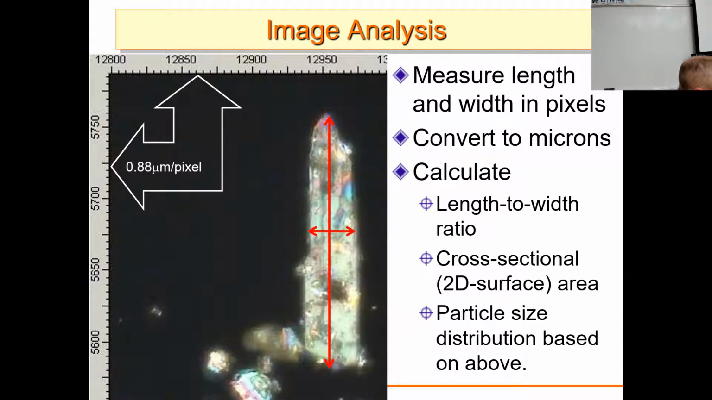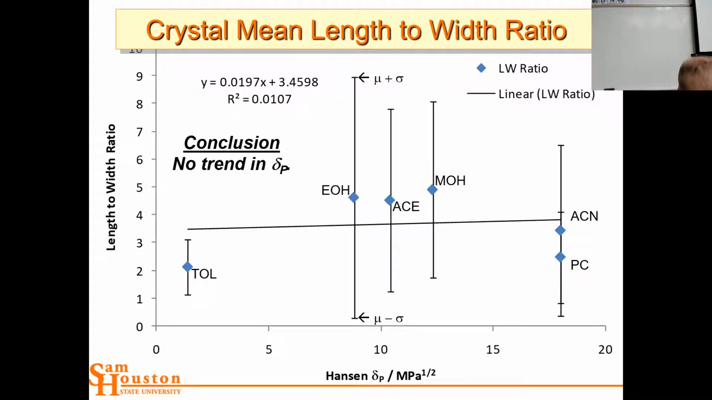We can take this length to width ratio. We weren't able to use computerized particle counting. We had to do all this by hand, so it was really difficult. You don't have to have a calibrated image to do length to width ratios because the units cancel since it's a ratio. But if you did have the units, you could actually calculate surface area and so on. Look at those error bars. Pretty ugly, yeah.